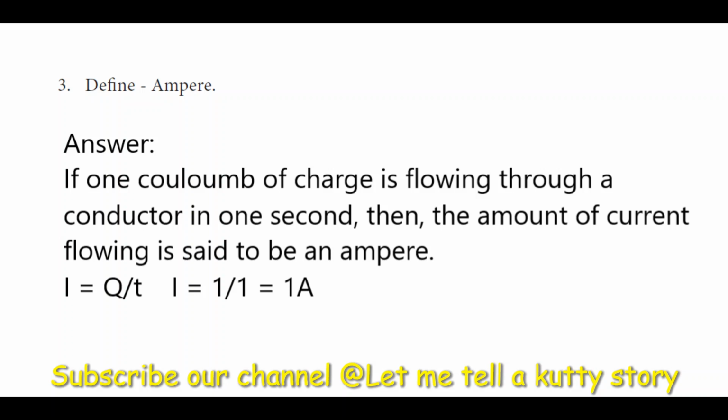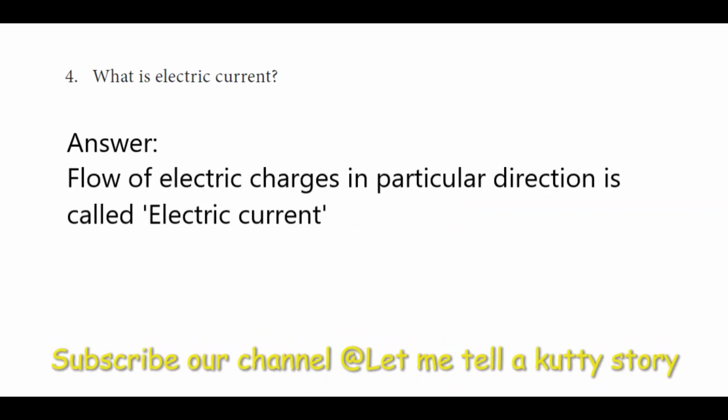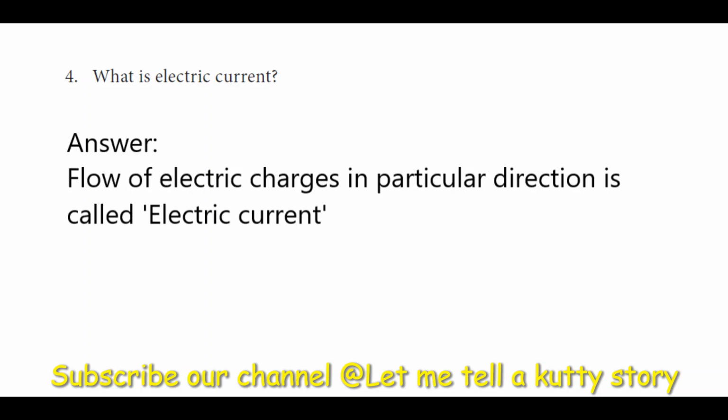See the formula: I is equal to Q by T. Again, I is equal to 1, that is, charge is 1 coulomb. 1 coulomb of charge by 1 second is equal to 1 ampere. So this is the answer for define ampere. Fourth one is what is electric current? Answer: flow of electric charges in a particular direction is called electric current.